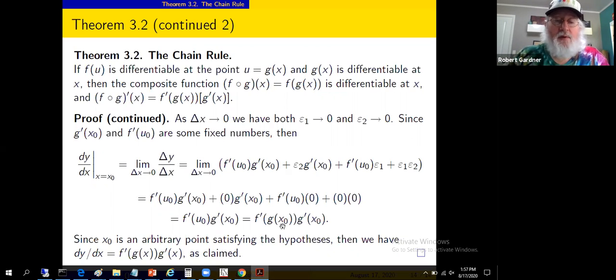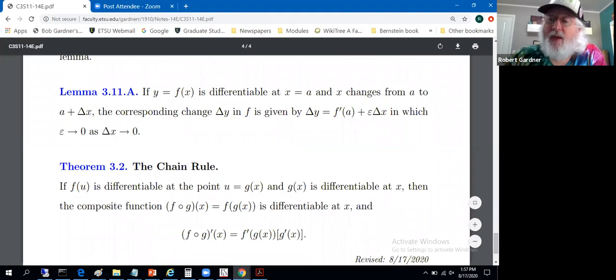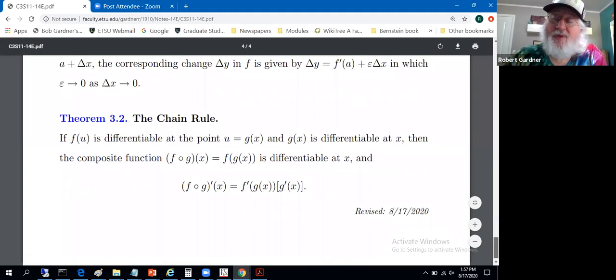Take that x sub 0, being an arbitrary point satisfying the hypotheses, replace it with x itself, and we get dy dx, no evaluation, is f prime of g of x, g prime of x, and that's the chain rule. So there's a proof for the chain rule. It's in this section because it uses some of the differential ideas and the approximation stuff, but it is still largely just using the definition of derivative in terms of limits. We took a limit as h approaches 0. We used delta x's instead of h, but it ultimately went back to the limit.